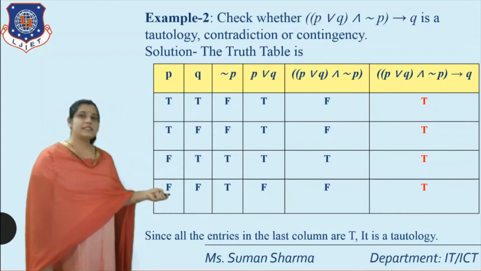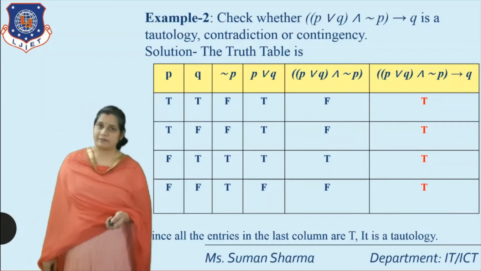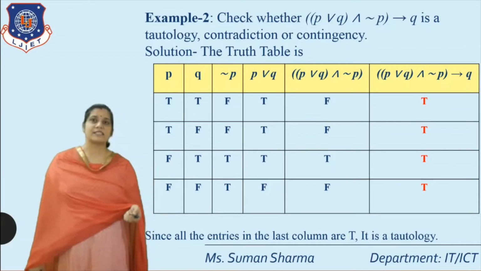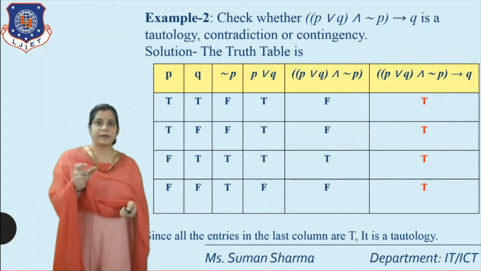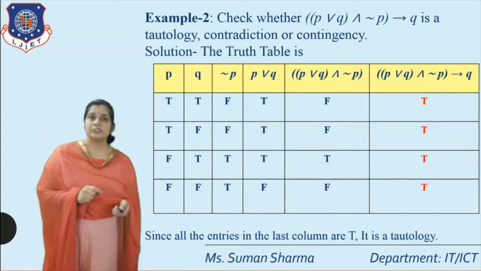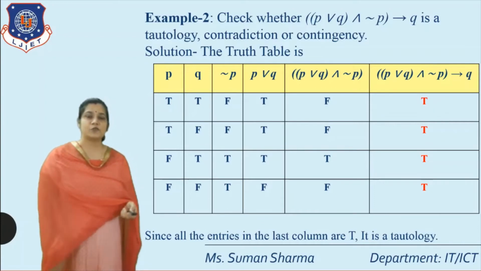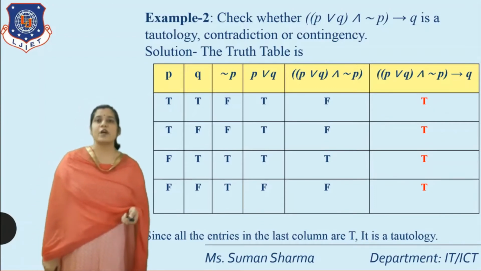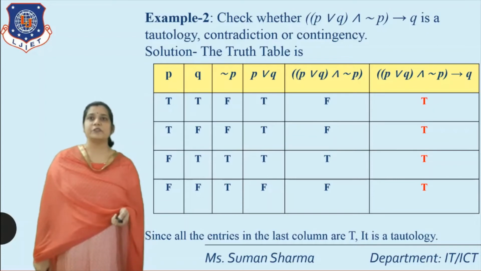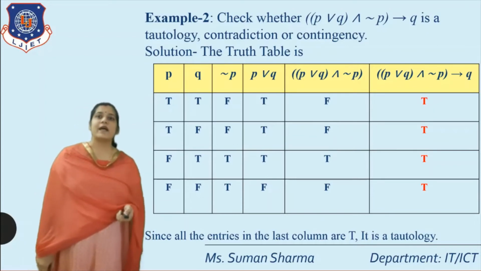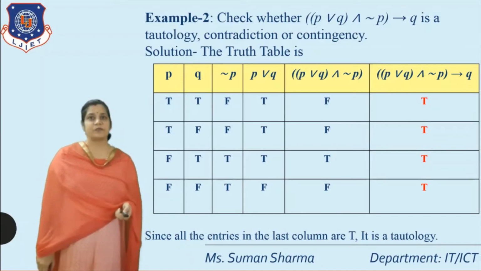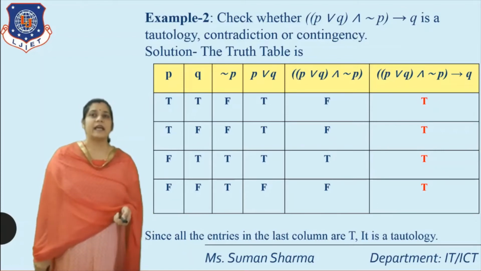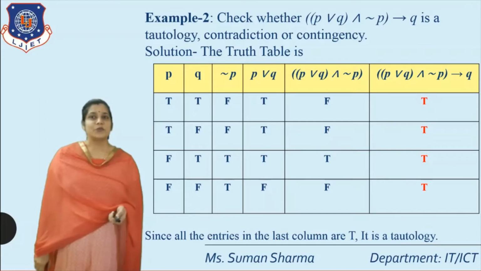Next, F, T is equal to F. So what is the last one? The last one, according to your question, is P disjunction Q in the bracket, conjunction negation P implies Q. Here this is your fifth column and your second column. So F, T is equal to T, F, F is equal to T, T, T is equal to T and F, F is equal to T.